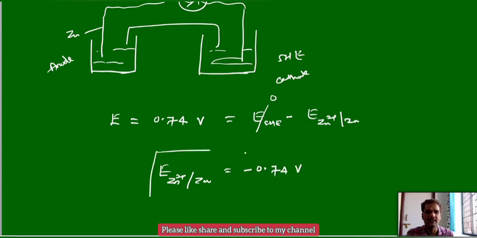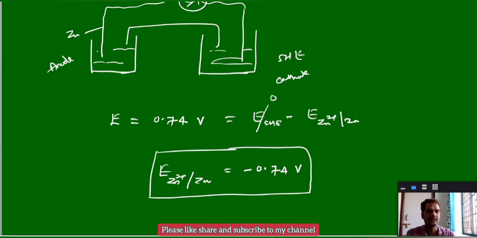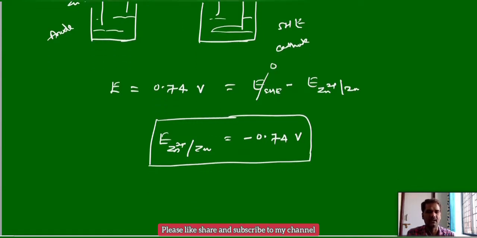So like this we can calculate the electrode potential of any electrode by taking this reference electrode. Similarly, if you want to calculate copper, in place of zinc you can take copper, and if you want to calculate silver or platinum, whatever it is, you can take some metal M, and if you connect it to the standard hydrogen electrode, you will get the respective electrode potential value.